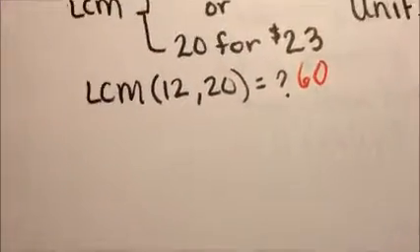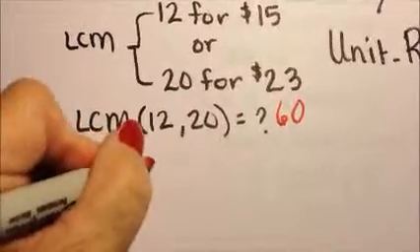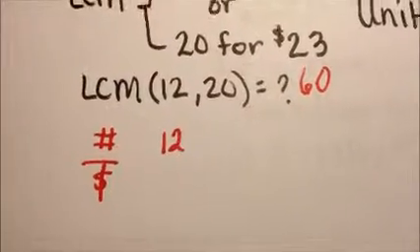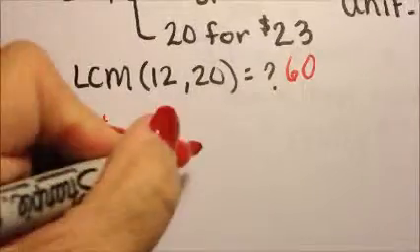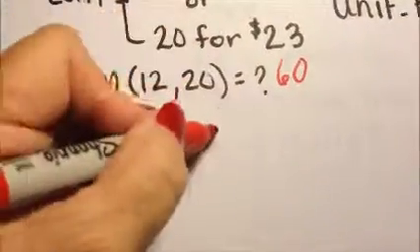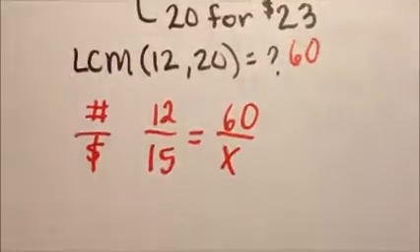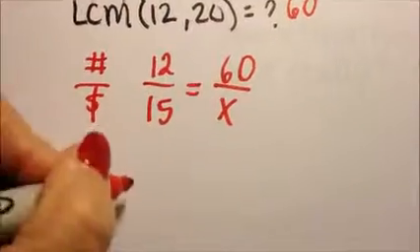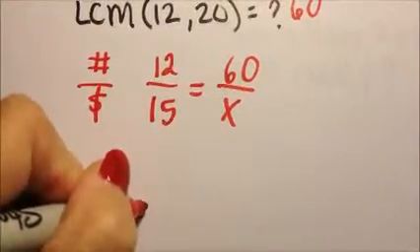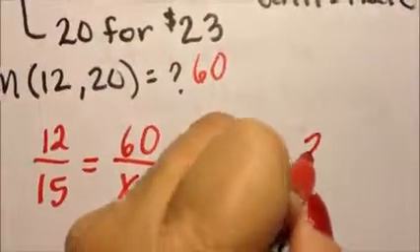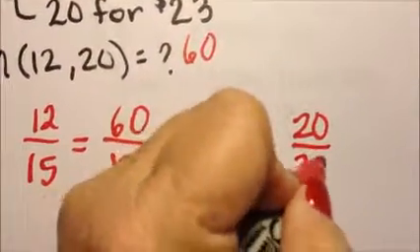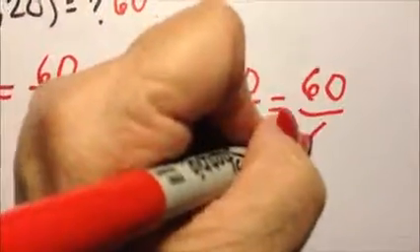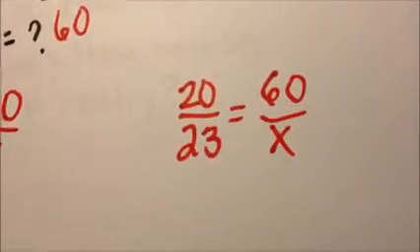All right, so here's what I want to do then. I know that I have 12 tickets. So if I do the number of tickets over the cost, I have 12 tickets for $15, and I've got 60 tickets now, and I don't know how much it's going to cost. Then for the other one, I would have 20 tickets for $23, and I'm going to have 60 tickets again, and I don't know how much it's going to cost.